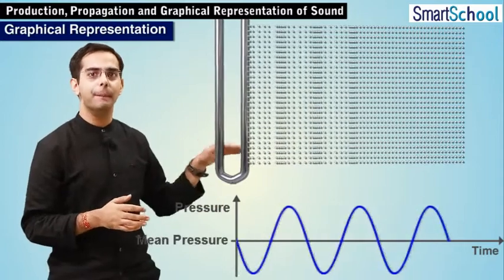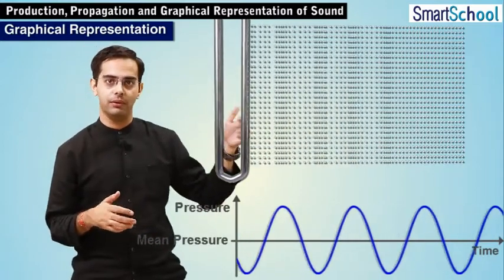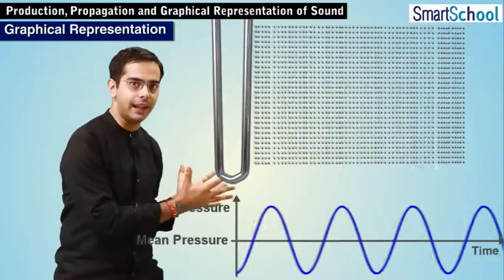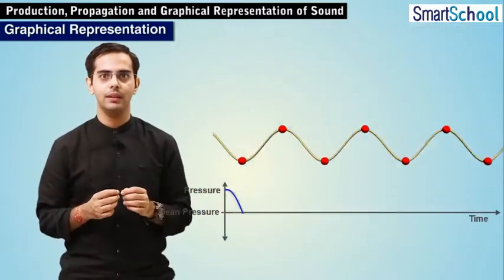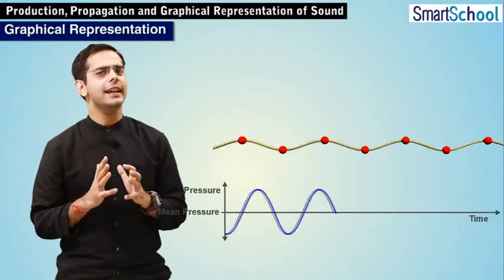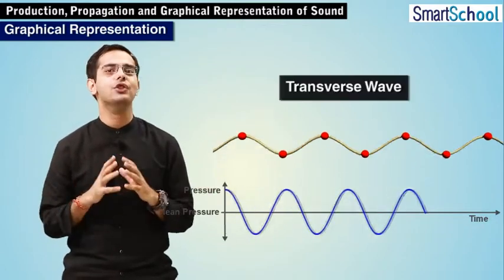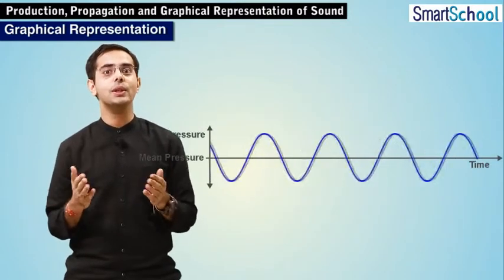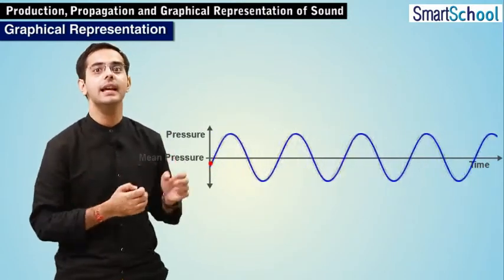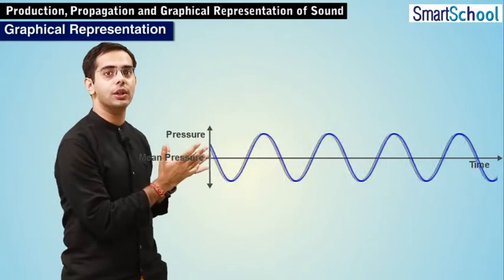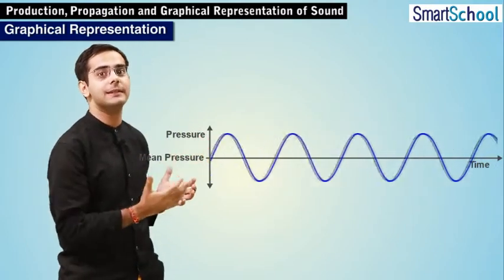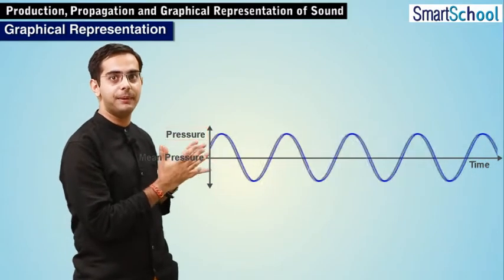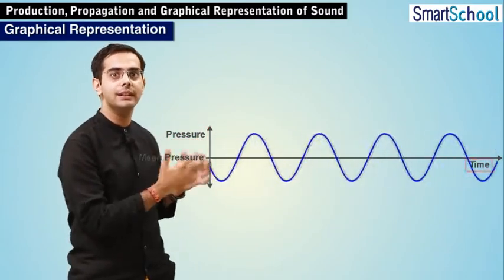Now as these disturbances keep on moving forward as the sound propagates, there will be a series of compressions and rarefactions formed, and this can be represented in a graph like this. Now if you look at this graph, isn't it giving us a feel of a transverse wave? But this graph actually shows the variation in the air pressure during propagation of sound waves, with respect to time. So on the y-axis we have the change in the air pressure, whereas on the x-axis we have time.